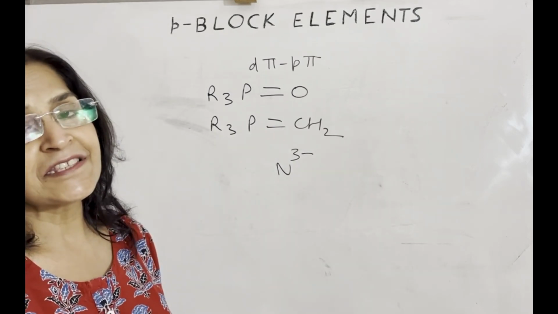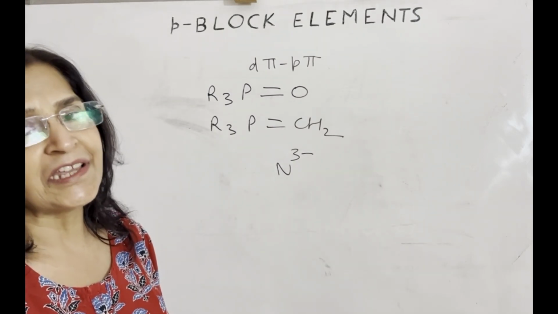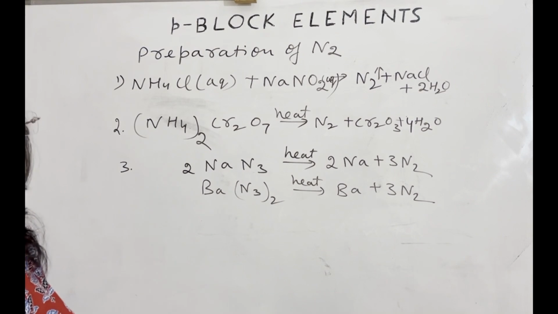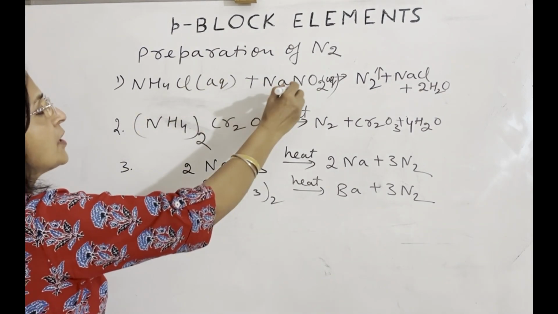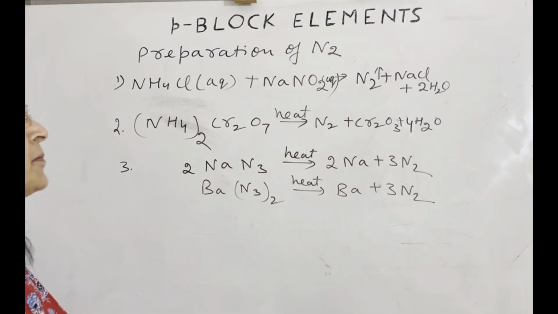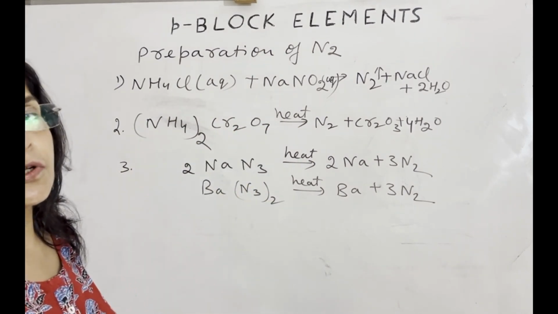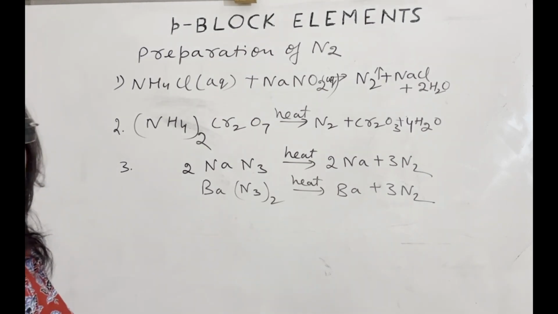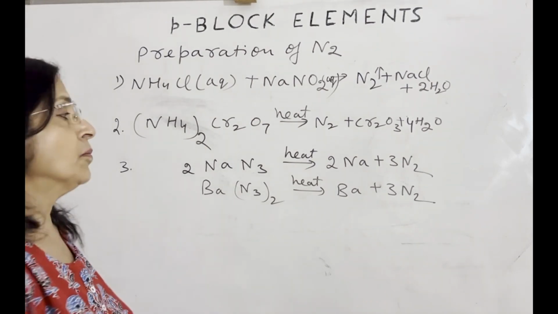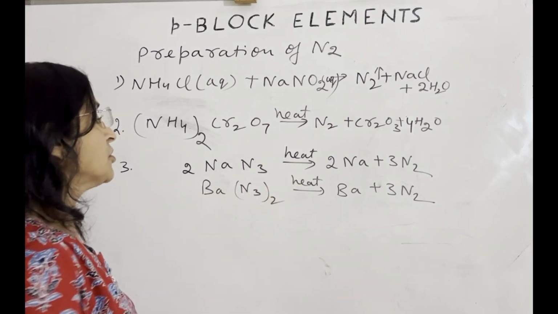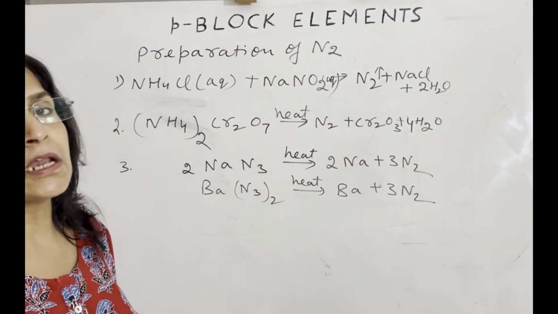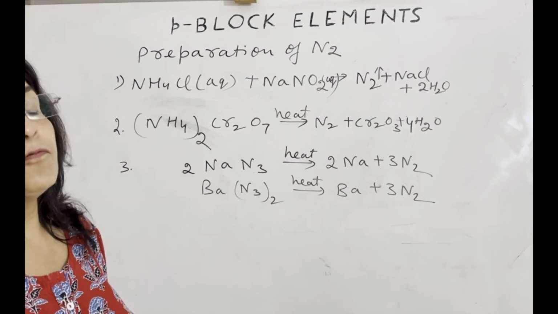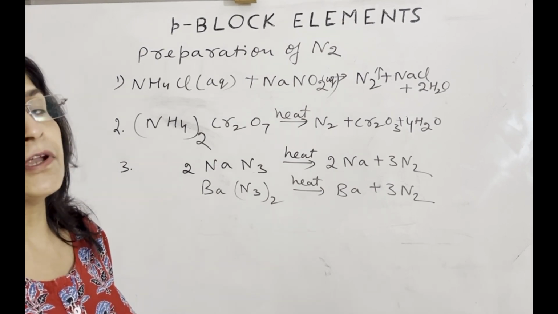And now we will discuss the preparation of nitrogen and properties of nitrogen. These are the three methods to prepare nitrogen. First, when aqueous solution of ammonium chloride is treated with aqueous solution of sodium nitrite, nitrogen gas is liberated. Second, by thermal decomposition of ammonium dichromate. If we want to prepare nitrogen in pure form, then we do thermal decomposition of sodium azide and barium azide. And on the commercial scale, nitrogen is prepared by the fractional distillation of liquid air.